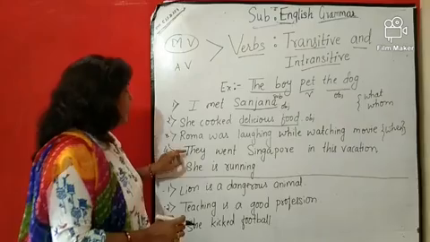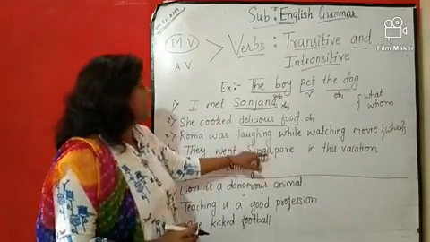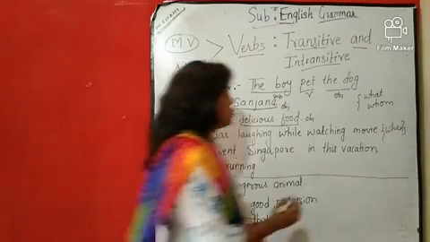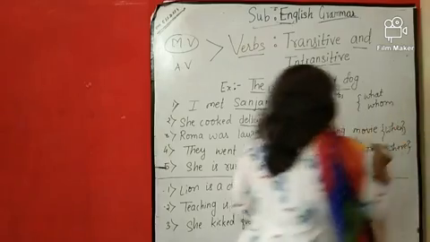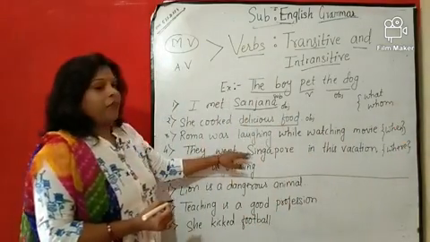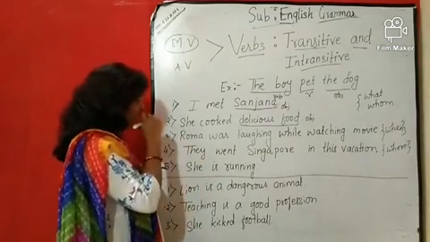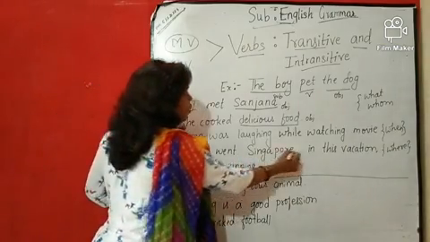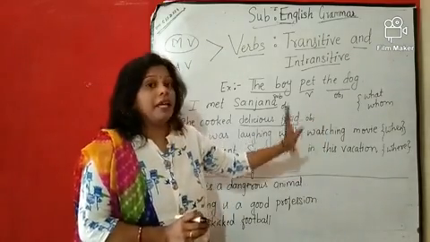Now the next one. They went to Singapore in this vacation. Now they went to Singapore. Where did they go? Which question do I have to ask here? Where did they go? They went to Singapore. So again here no object is there. Why? Because I am asking the question where. I am not asking what or whom.